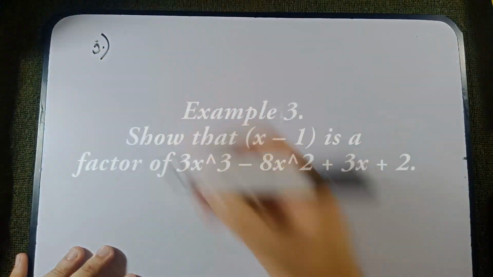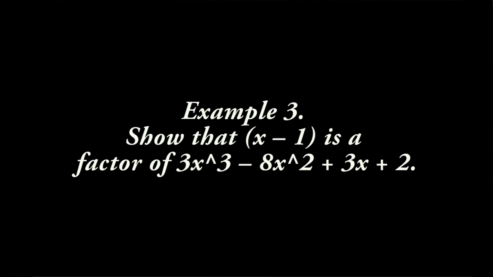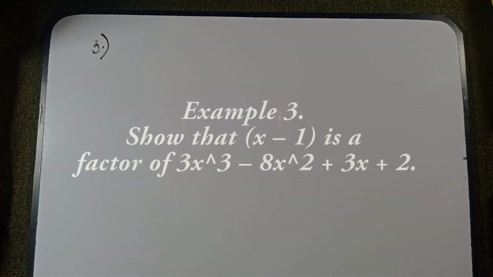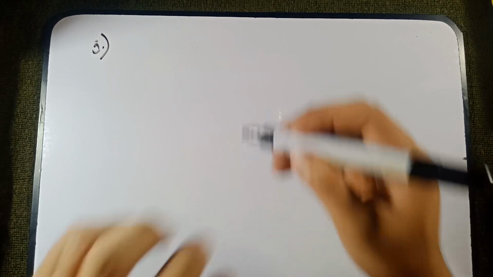Sabi dyan, show that x minus 1 is a factor of 3x cubed minus 8x squared plus 3x plus 2. So, alamin daw natin kung yung x minus 1 ay isa sa mga factor ng 3x cubed minus 8x squared plus 3x plus 2. Okay, so paano natin gagawin yan?